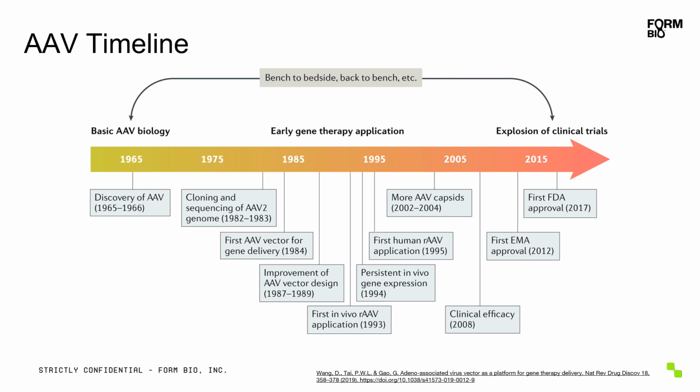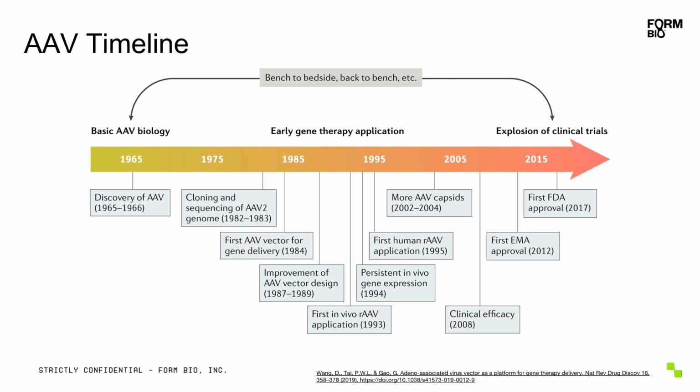Unfortunately, in the late 90s, in 1999, AAV therapeutics were slowed down by adverse effects, and then they had the first death in a clinical trial. In the early 2000s, a lot of discoveries were made around the AAV capsid, serotype, and tropism, meaning the protein shell surrounding the AAV vector, and the tropism basically is the type of cell that those different vectors will be able to infect.